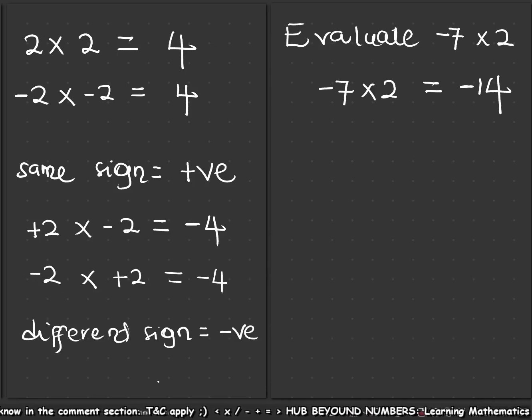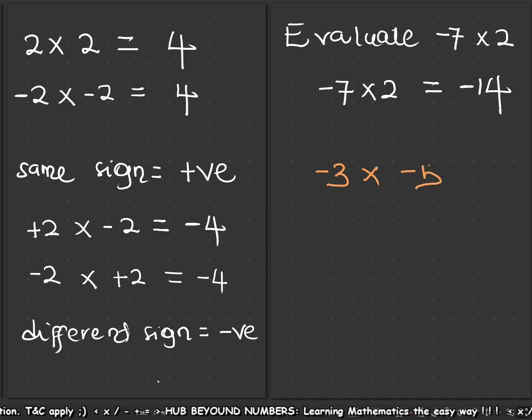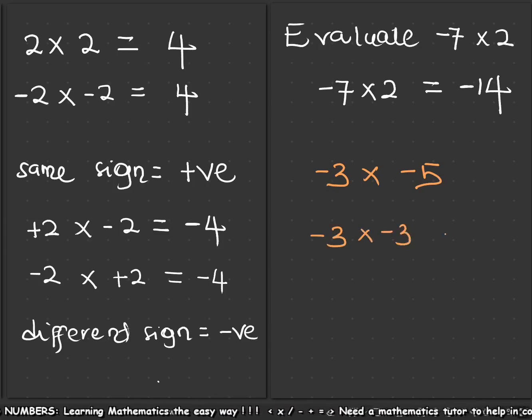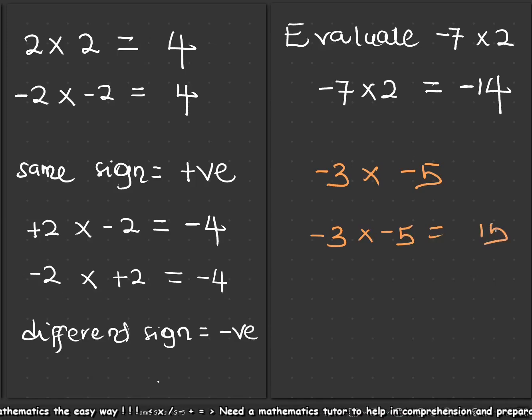Let's try another one. So we have negative 3 times negative 5. This time around, the signs are the same. You see? So 3 times 5 gives us 15. But as the signs are the same, it is going to be a positive 15. As simple as that. So if you know the rules, there is nothing to fear. Let's look at 2 more examples.